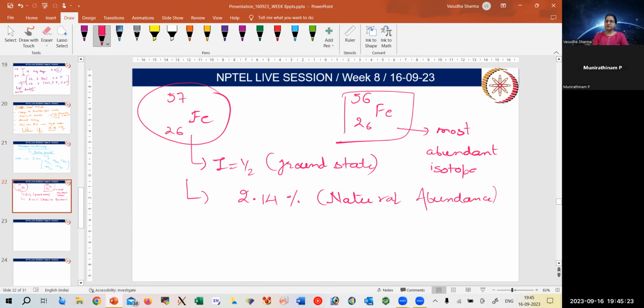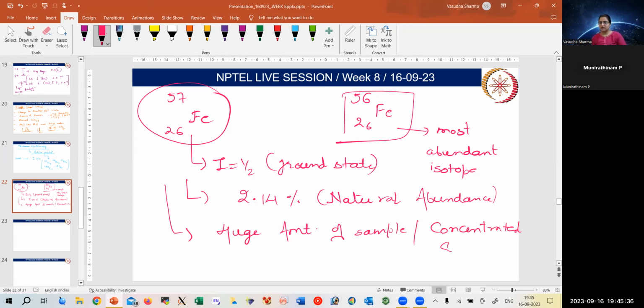So for this kind of spectroscopy, we need a huge amount of sample, or a concentrated one. Why? Because already we see that of the active Mossbauer nuclei, out of 100, only about 2 are the molecules which are going to give you the Mossbauer spectrum. So how will the spectra look? It won't have any intensity. For higher intensity and a proper spectrum, we need a more concentrated sample.